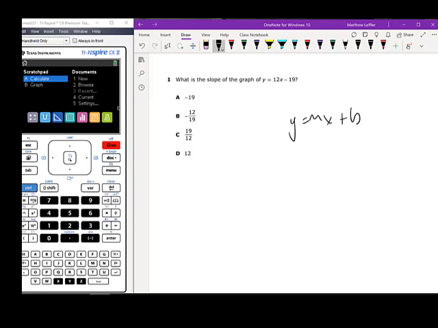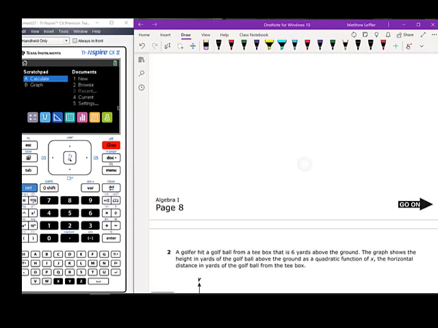Question number 1, y equals mx plus b. The number in front of my x is always the slope or the rate of change. Pretty easy question.